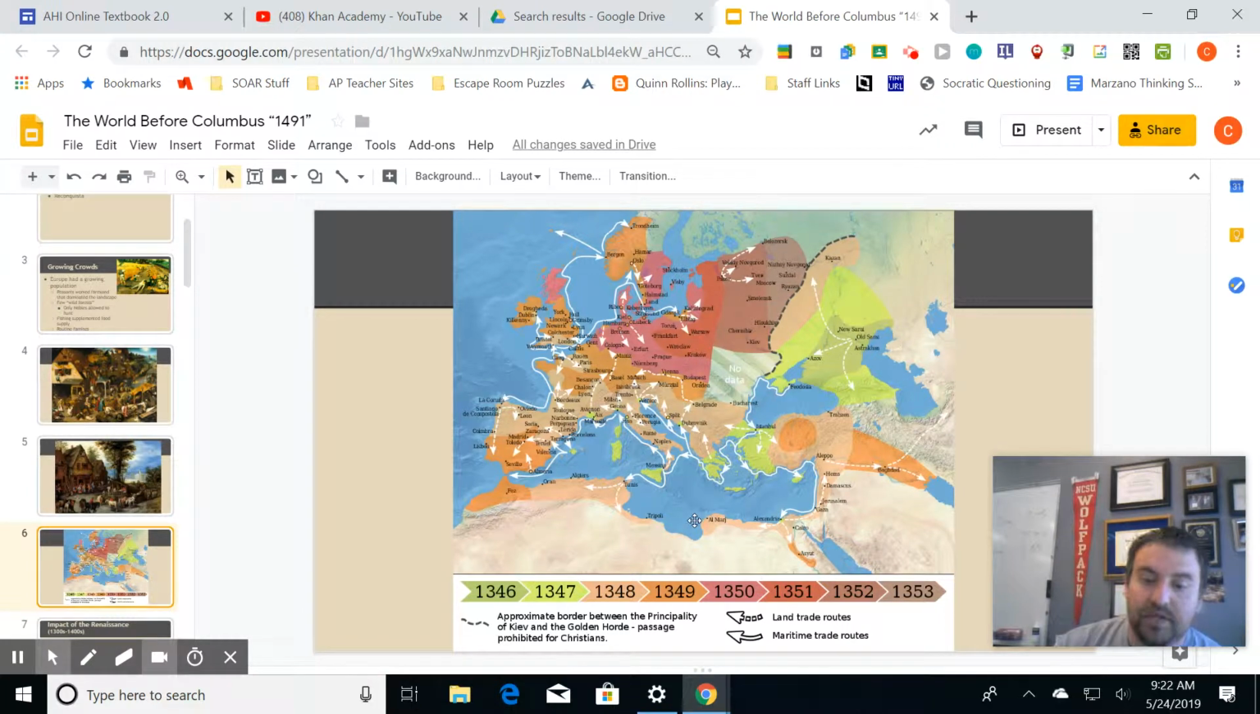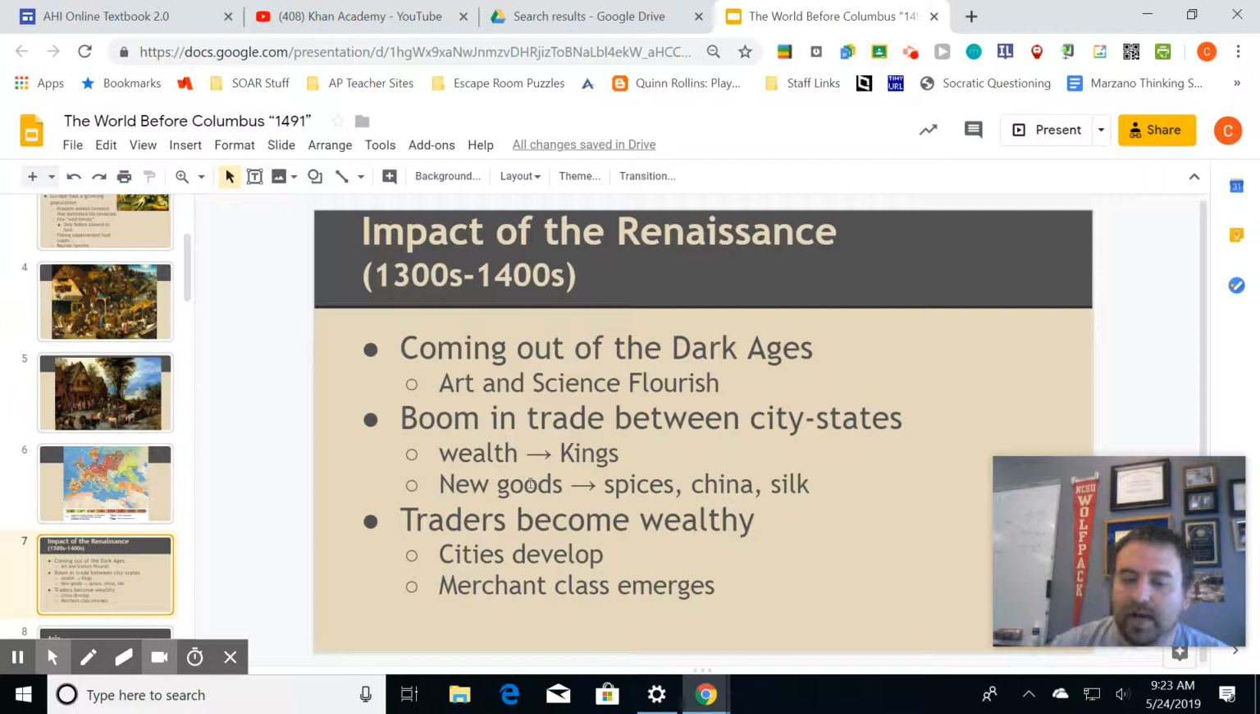They've developed so many trade routes in Europe from Asia, from Africa, that are going to bring in not only great wealth, but also pathogens, diseases. So the impact of the Renaissance, coming out of the Dark Ages.